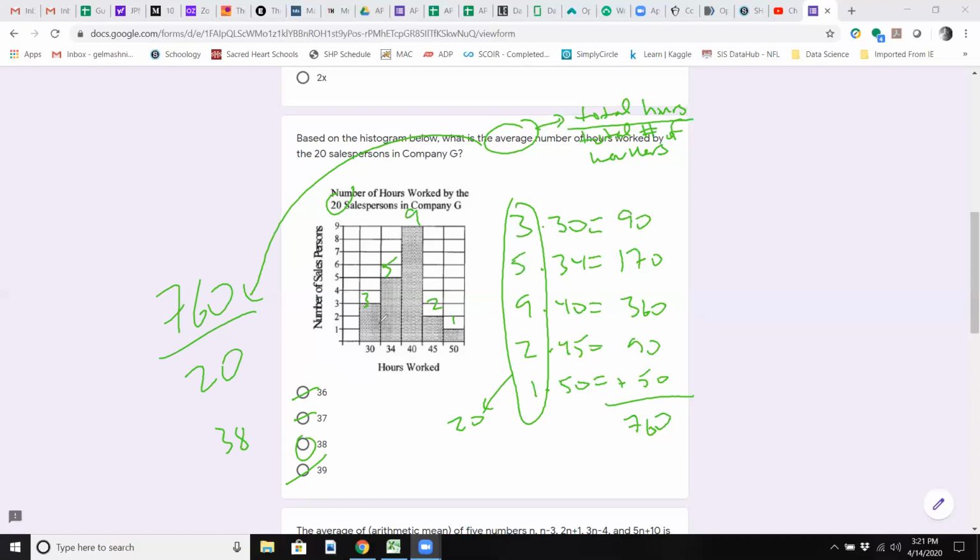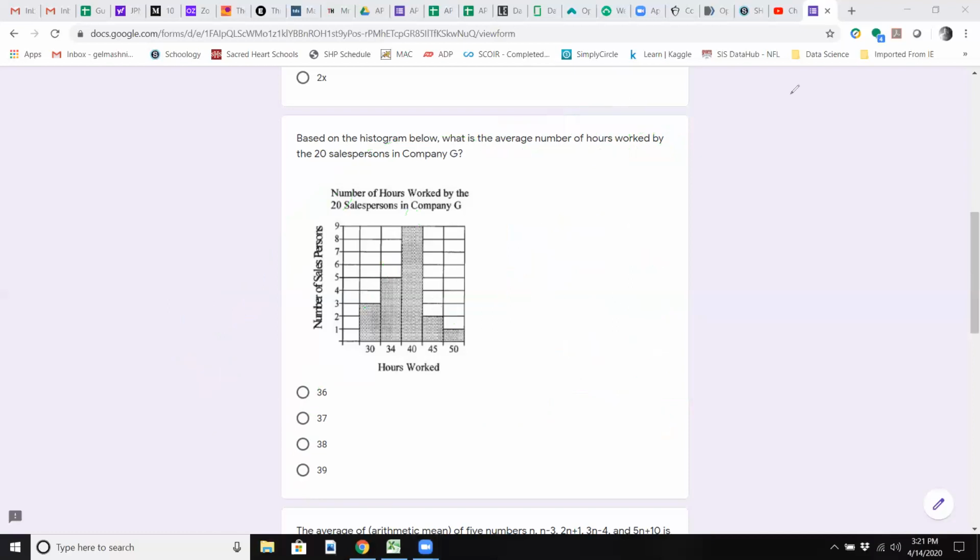How many people were working 30 hours? 3 people. How many people were working 34 hours? 5 people, and so forth. Any questions so far here?